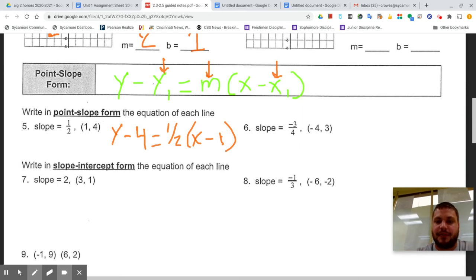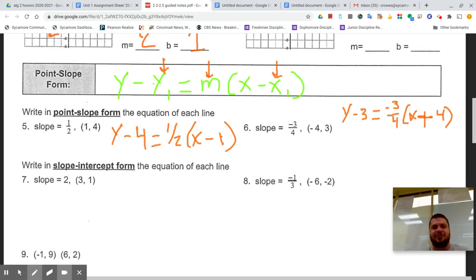Number 6. Okay? Again, y minus, the y value is 3, equals the slope value, negative 3/4, parenthesis, x minus, and the x value is negative 4. Now, notice again how I kept track of my minus signs. Minus negative turns to a plus.